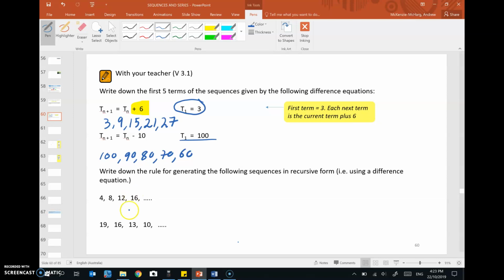Okay, now in these next two, we're doing the opposite to that. We're given the sequence and we've got to write down the difference equation. So how do we get from one term to the next in this sequence? Well, we're going to add 4. So to get to Tn plus 1, the next term, we take our current term and add 4. The first term in this sequence is equal to 4. You might want to pause the video now and try the next one on your own, then I'll do it.